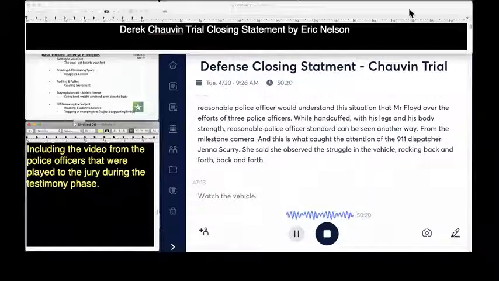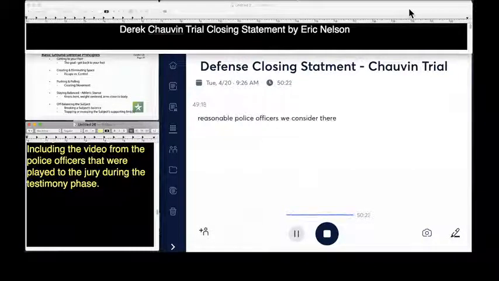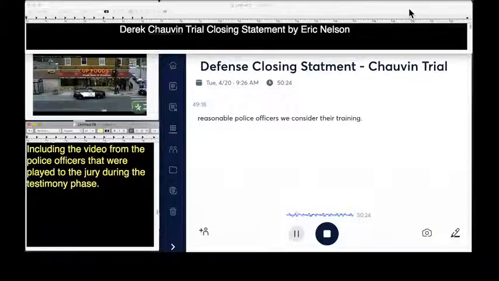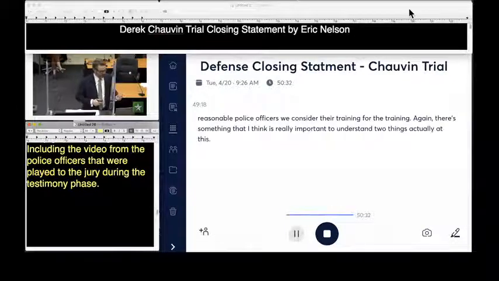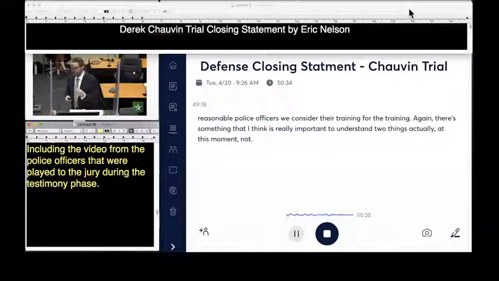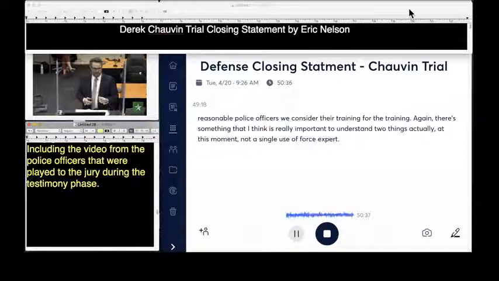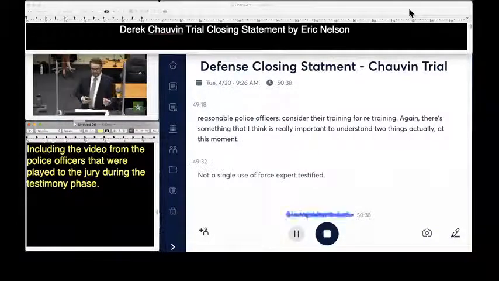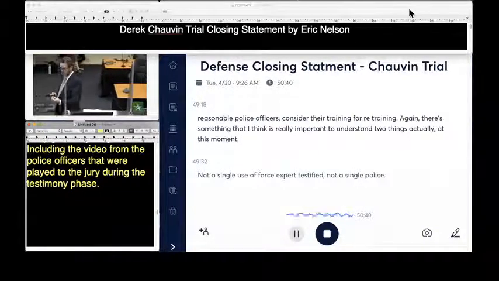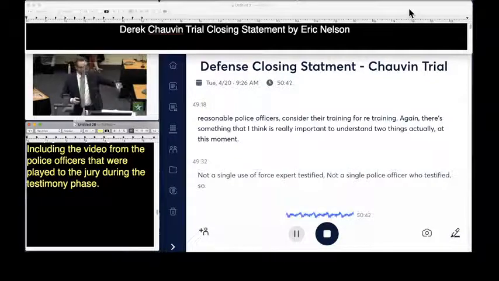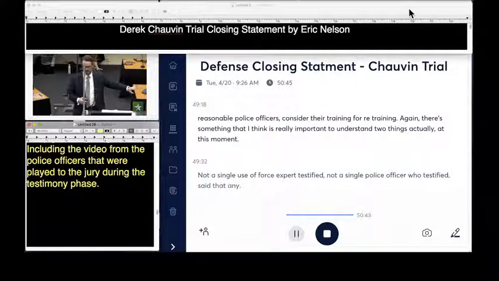Reasonable police officers will consider their training, right? And before we talk about the training again, there's something that I think is really important to understand. Two things, actually, at this moment. Not a single use of force expert that testified, not a single police officer who testified said that anything up until this point was unlawful or unreasonable.